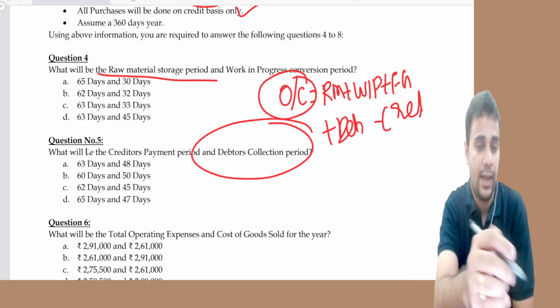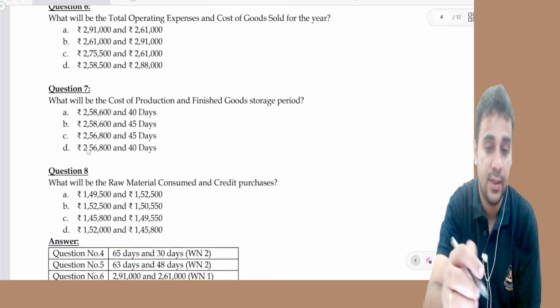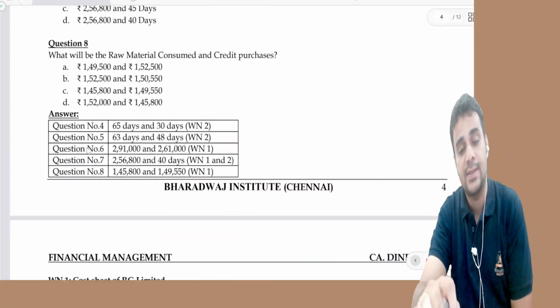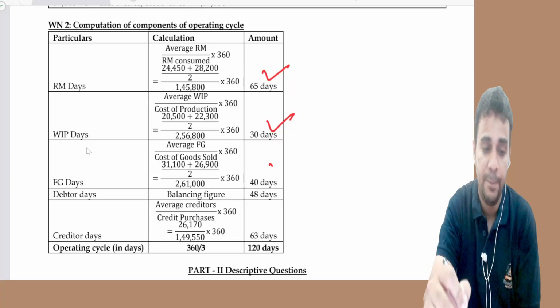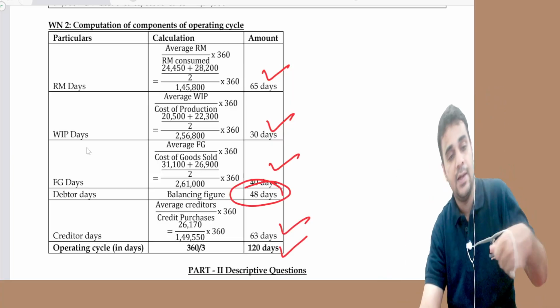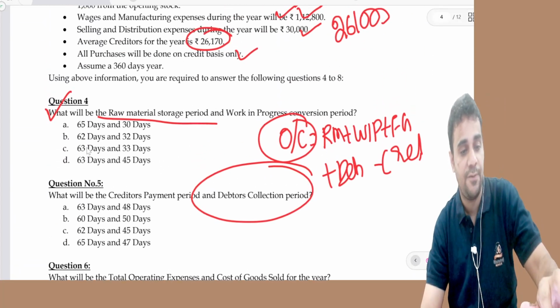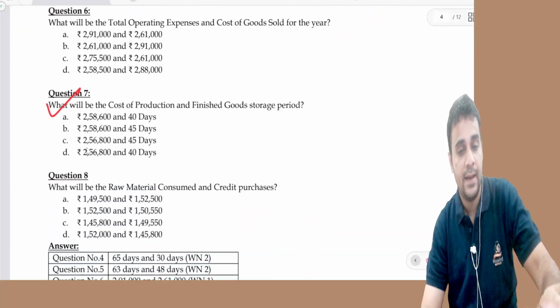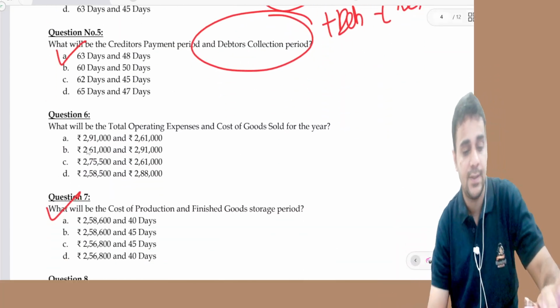Raw material you calculate here. WIP you calculate here. And FG I think you will calculate here. Creditor is calculated. Debtor is balancing figure. Raw material, WIP, FG, debtor balancing figure, creditor and operating cycle in days. These were your answers. To quickly check your answer, first one is 65 days and 30 days. Creditors payment period 63 and 48 days.